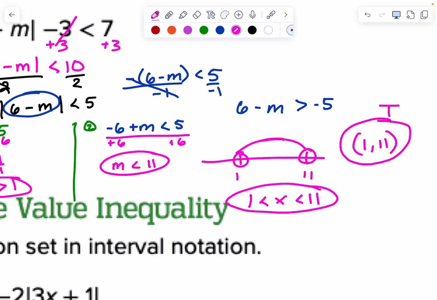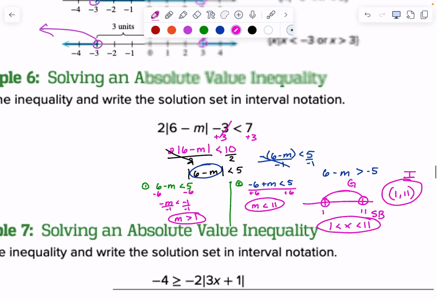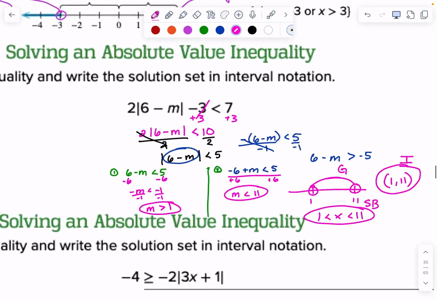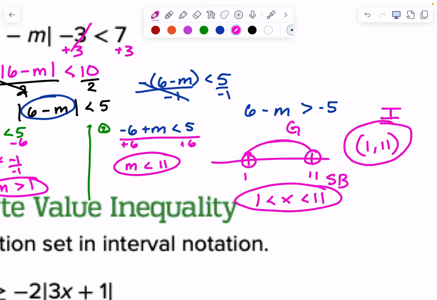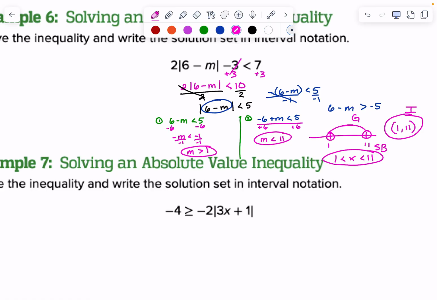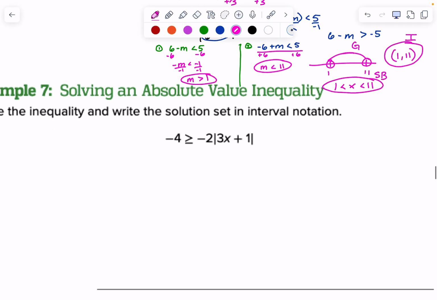So this is interval notation, set builder notation, and the graph. I don't know if they asked for all of them. They just asked for interval notation. So there is that. Good? Beautiful. Okay, sure. All right, good? Questions? Moving on? All right, what first?